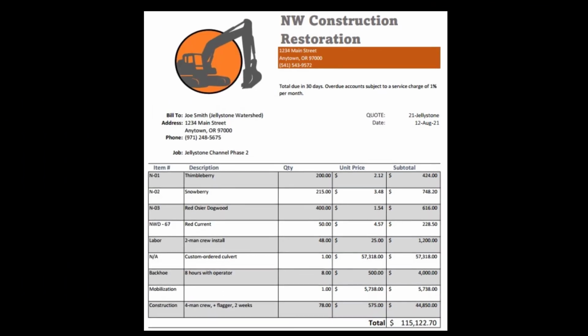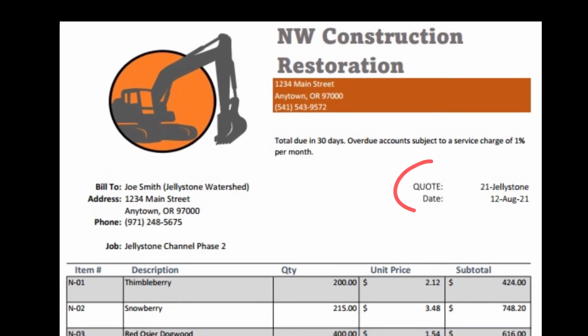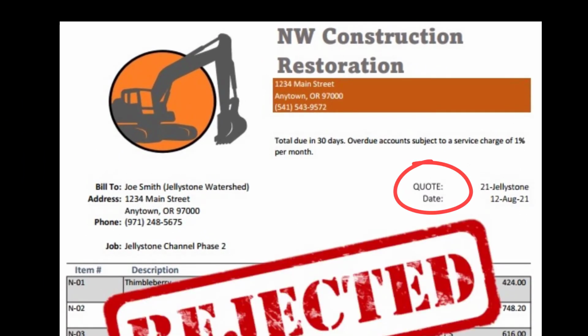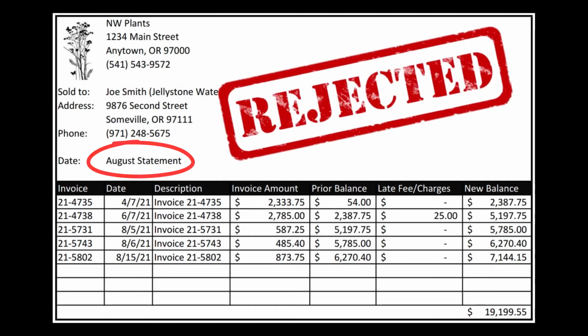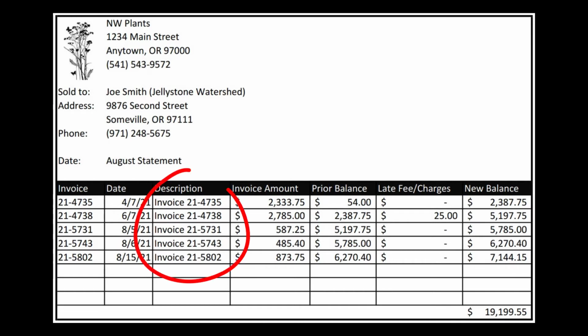This example would not be a good receipt. This is a quote. It is not a proof of purchase. A statement such as this one is also not acceptable. A statement is a list of invoices, not proof of what was purchased on these invoices. Additionally, statements often start with the balance forward, list a series of invoices, and end with a balance. Sometimes they list late charges or other financing expenses that OWEB will not pay.